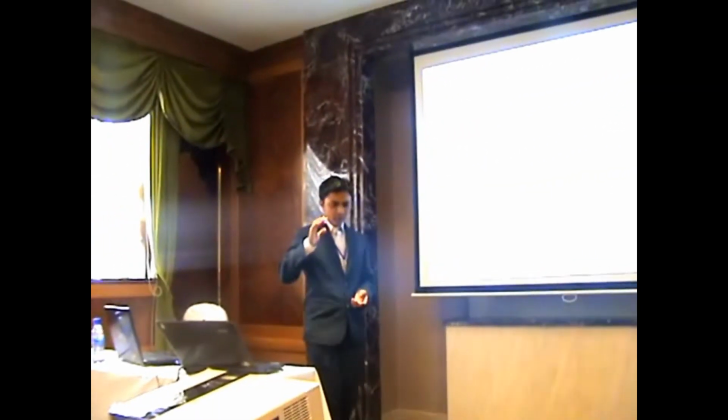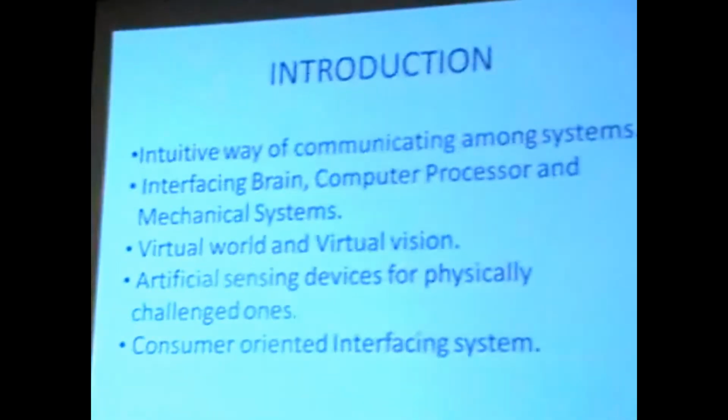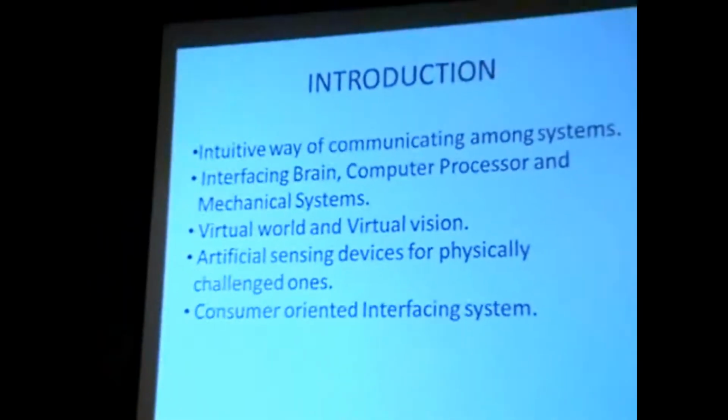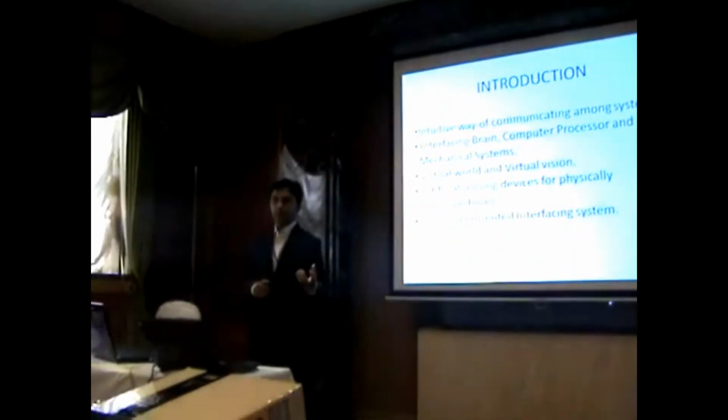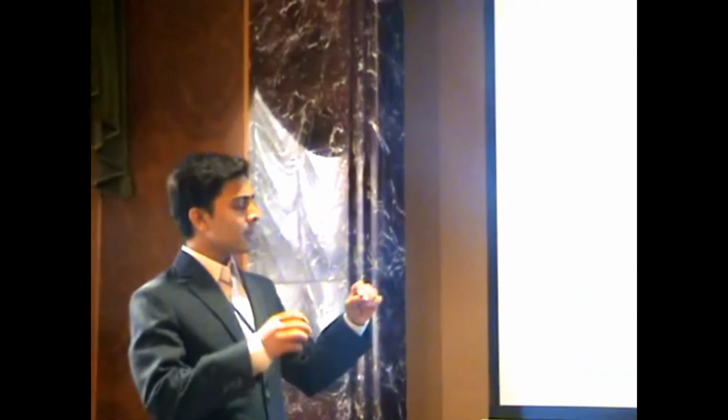The idea was to fill this gap. So the only way was to interface the human brain, the computer processor and the mechanical systems. When I say interfacing the human brain with the processor, it's not an easy task, it's very difficult, because we'll be handling the human brain and the processor, the systems. That was the main idea and goal of the paper. Interfacing human brain and processor, what exactly does it mean?